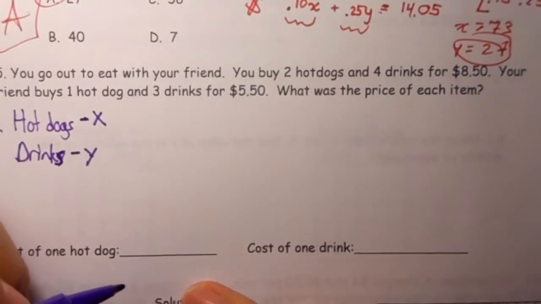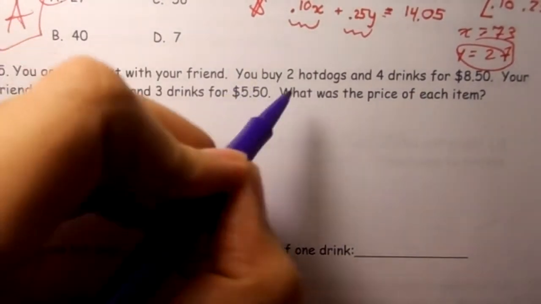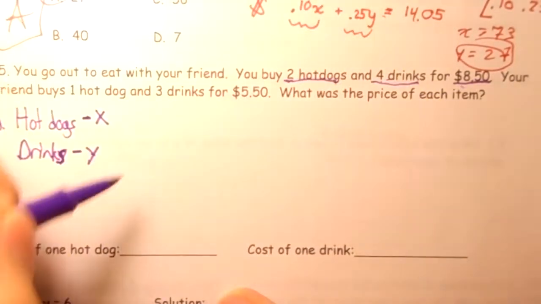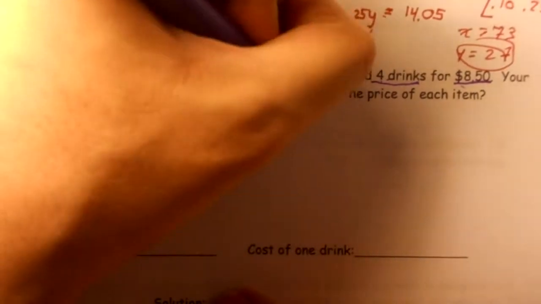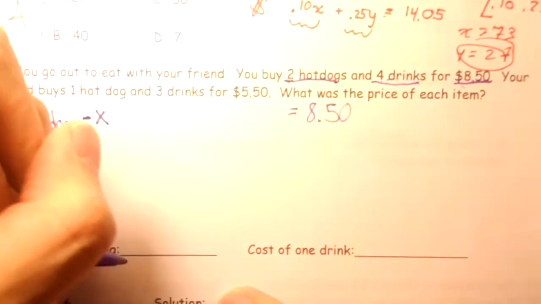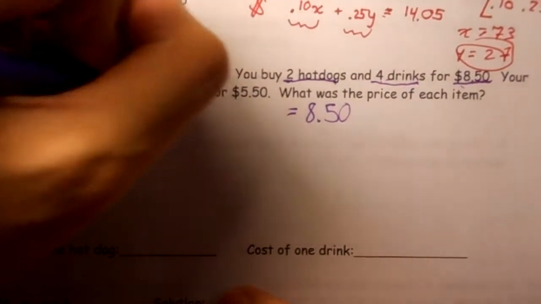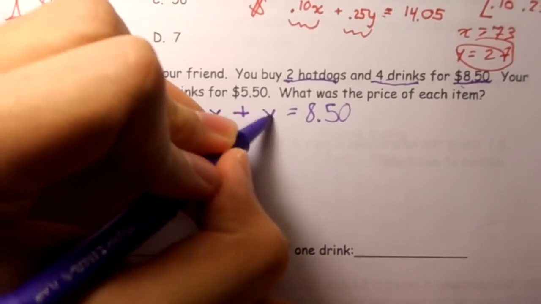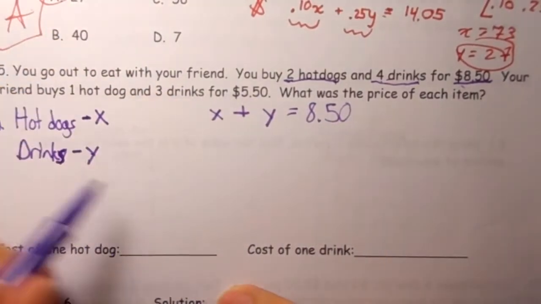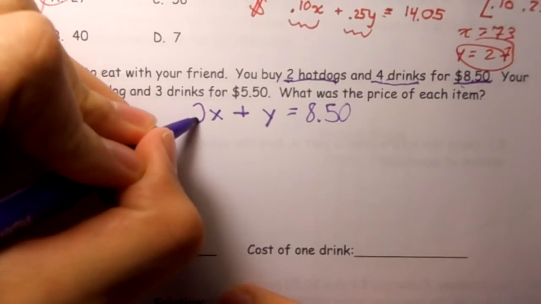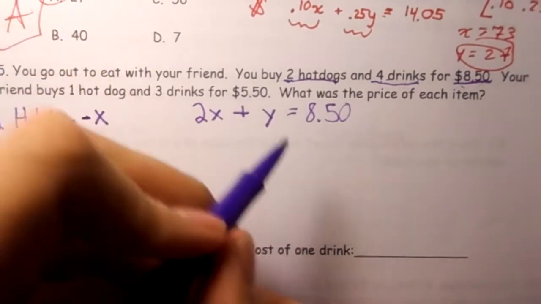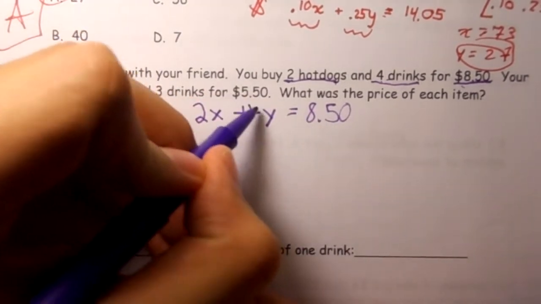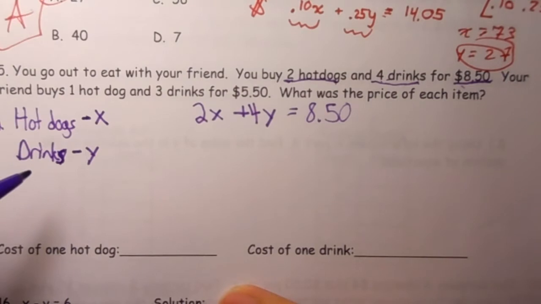So first off, let's do the equation for you. It says you buy 2 hot dogs and 4 drinks for a total of $8.50. So our total first, $8.50. And it says 2 hot dogs, 4 drinks. So remember, hot dogs are X and drinks are Y. Now we just have to assign the right quantity for each. Number of hot dogs was 2, and hot dogs was defined by X. And number of drinks bought defined by Y was 4. And that's the equation for your purchases.